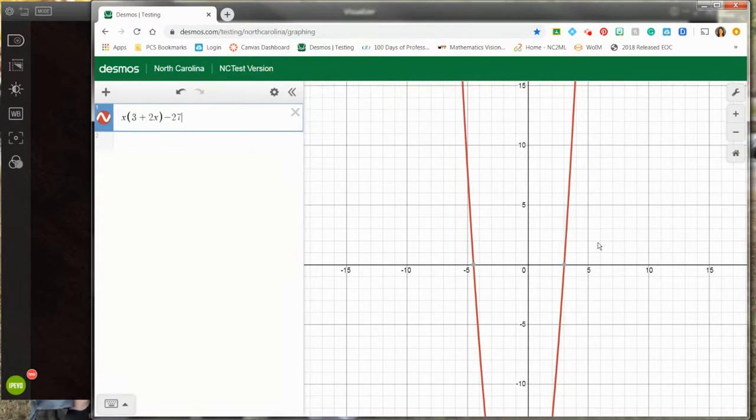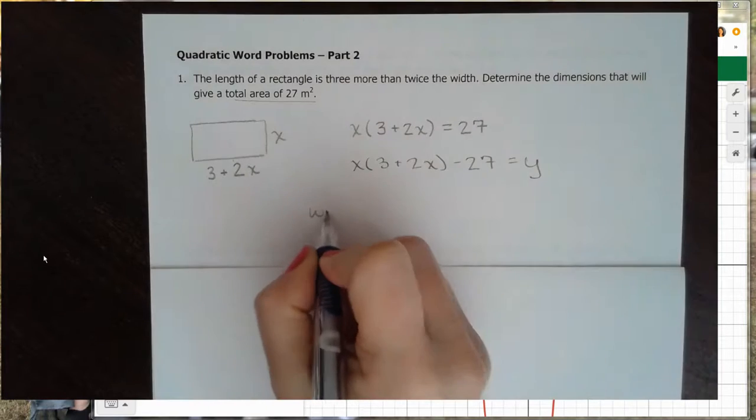And you'll see that I end up getting a parabola because, again, this does turn out to be a quadratic. Now I'm looking for x. X is the width of the rectangle. So this one gives me 3, 0, and this one gives me negative 4.50. Since we're talking about width, I cannot use the negative solution. So I'm going to say that the width is 3.